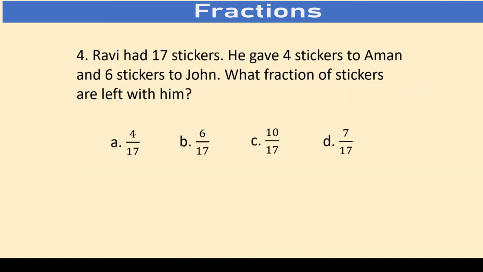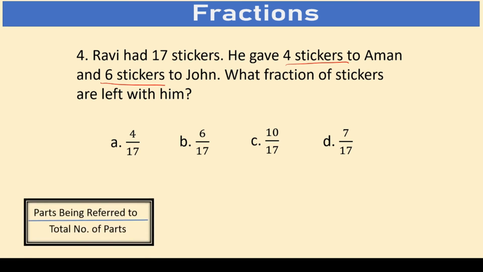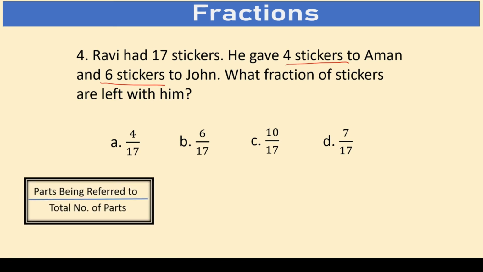Next question. Ravi had 17 stickers. He gave 4 stickers to Aman and 6 stickers to John. What fraction of stickers are left with him? Always remember the formula for the fraction: the parts being referred to, that is how much is left with Ravi, divided by the total number of parts, which is 17 stickers. So our denominator is 17.